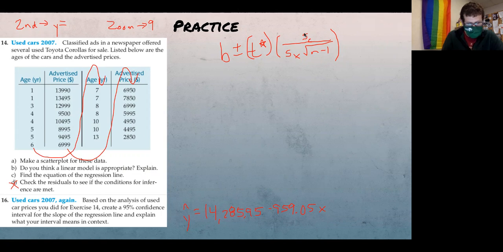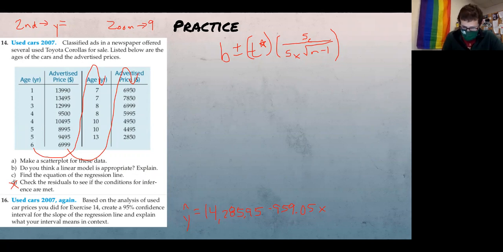So now what we want to do is create a 95% confidence interval for the slope of a regression line and explain what your interval means in context. So I say this a lot, but I want to remind you, the AP test is designed so you can take it without a calculator, theoretically. With these calculations, it requires a calculator to get this done in a timely manner. So this is not something you'd have to do on the test.